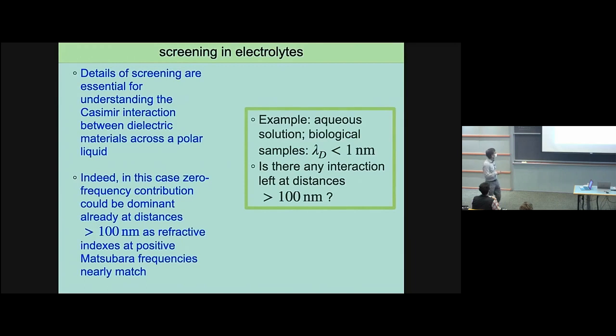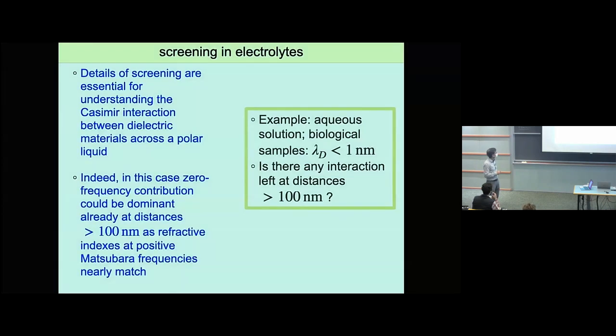So that means that what happens to this zero frequency contribution is really essential here, right? Because if we conclude that this zero frequency contribution is suppressed, then there will be nothing left in this distance range. On the other hand, if there is some contribution from the zero frequency contribution which is not suppressed, then there will be some signal, right? There will be some interaction left in this distance range.